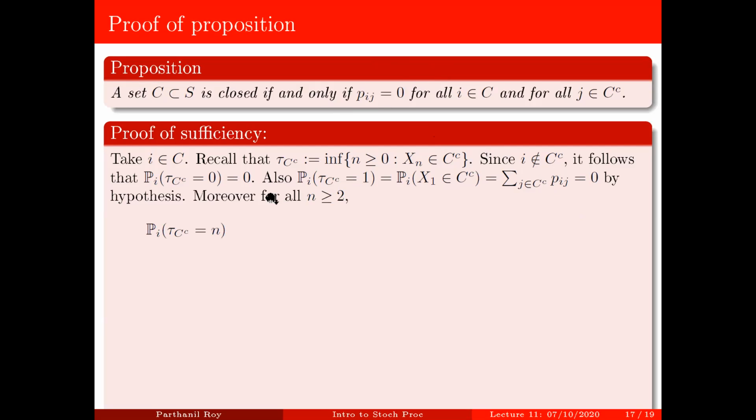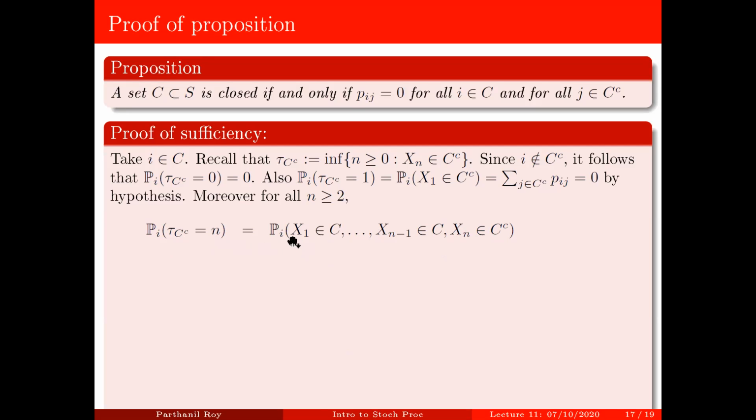Now, moreover, for any integer n bigger than or equal to 2, tau C complement cannot be n as well for a Markov chain starting from i. Why? So let's compute the probability Pi of tau C complement is equal to n. What does it mean? It means the Markov chain starting from i, which is in C, we know that already, has to remain in C up to time n minus 1. And then it has to go outside C at time n. That's the only way the hitting time of C complement can be n.